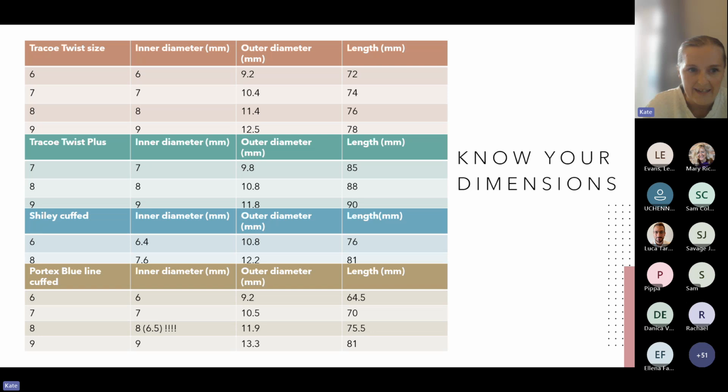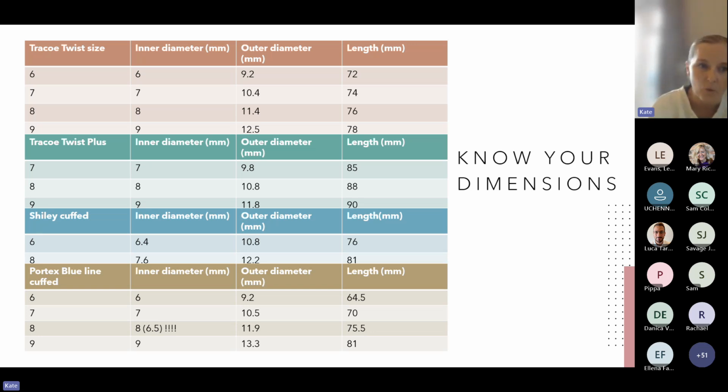If you then look at your Shileys, your 8 actually only provides an inner diameter of 7.6. So although it is a size 8, the inner cannula isn't a size 8, and the tube is actually quite a lot thicker. So you do lose some spacing depending on the brands that you use. And again, if you look at the outer diameter of the Shiley, it's a lot bigger than the Tracheo Twist or the Tracheo Twist Plus, and it sits at 12.2. So you have a much bigger diameter outside and a much smaller diameter inside. So you've had to compromise quite a lot with that tube, which is worth considering when you're looking at what tracheostomies you're choosing and why.